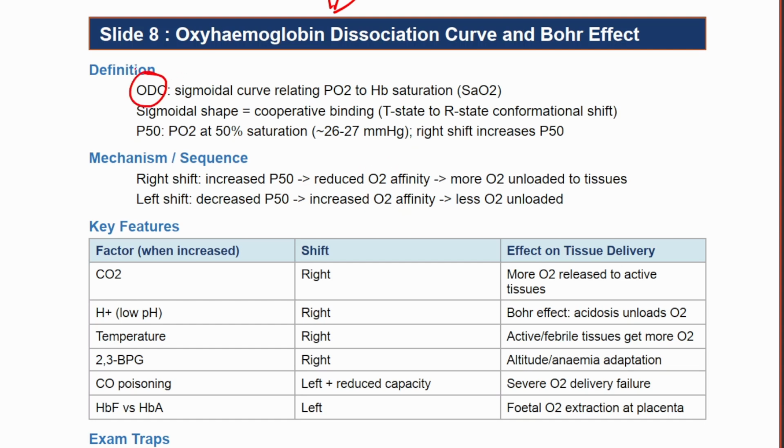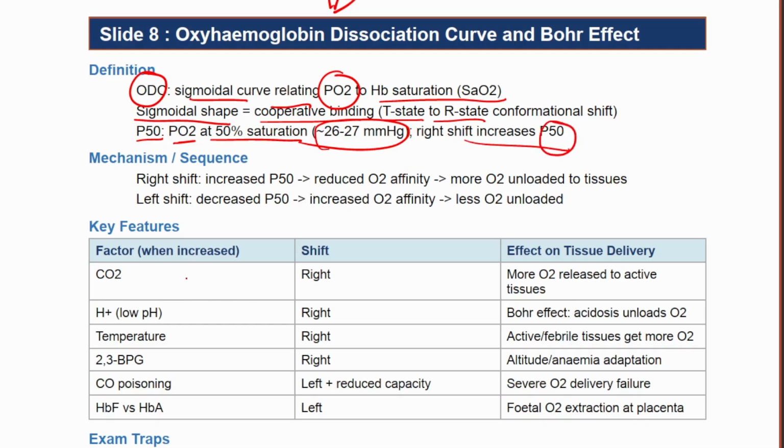The ODC, oxygen dissociation curve, is a sigmoidal curve relating partial pressure of oxygen to hemoglobin saturation. Its sigmoidal shape is driven entirely by cooperative binding, which is a structural conformational shift from the tense state to the relaxed state. The benchmark metric P50 is defined as the partial pressure of oxygen at 50% saturation, normally measuring at around 26 to 27 millimeter of mercury, where a right shift strictly increases P50.